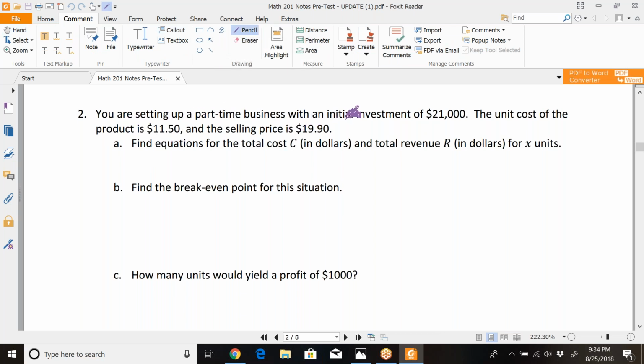You are setting up a part-time business with an initial investment of $21,000. The unit cost of the product is $11.50, and the selling price of the product is $19.90. So we want to find the cost equation and the revenue equation. The cost equation, which we usually denote as C of x, is related to money that has to be put forward for the startup of the business and making each item. So it's usually the item's cost per unit, so that's 11.50x, because that stands for per unit, plus the 21,000, because that was their startup cost.